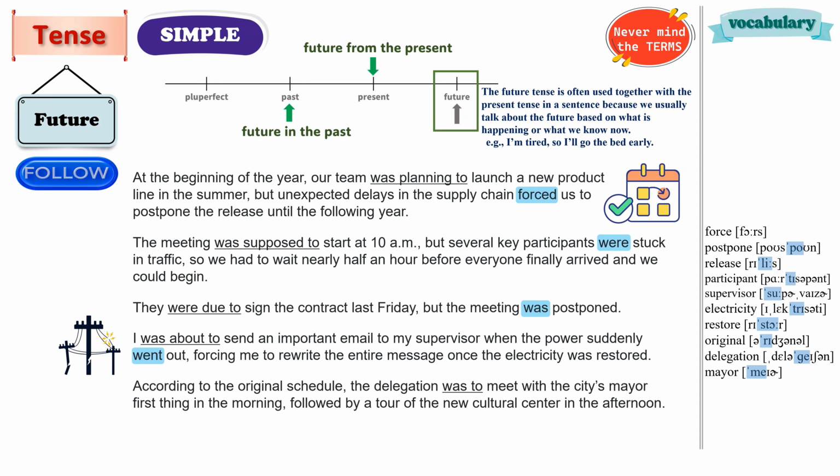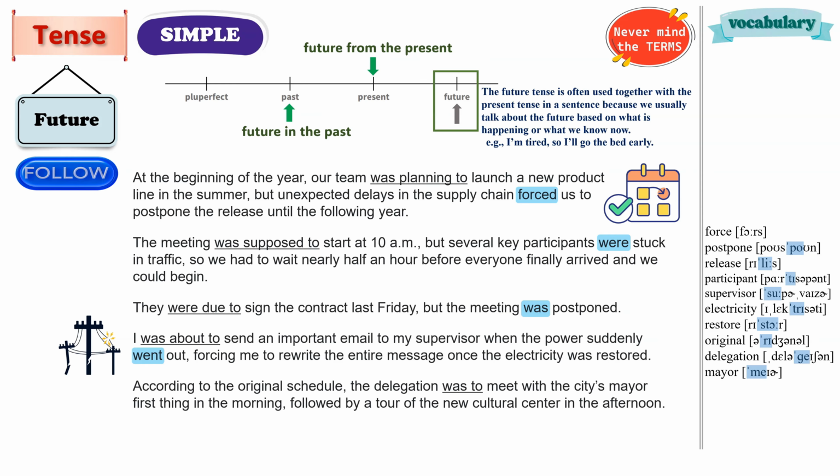The meeting was supposed to start at 10 a.m., but several key participants were stuck in traffic, so we had to wait nearly half an hour before everyone finally arrived and we could begin. They were due to sign the contract last Friday, but the meeting was postponed. I was about to send an important email to my supervisor when the power suddenly went out, forcing me to rewrite the entire message once the electricity was restored.